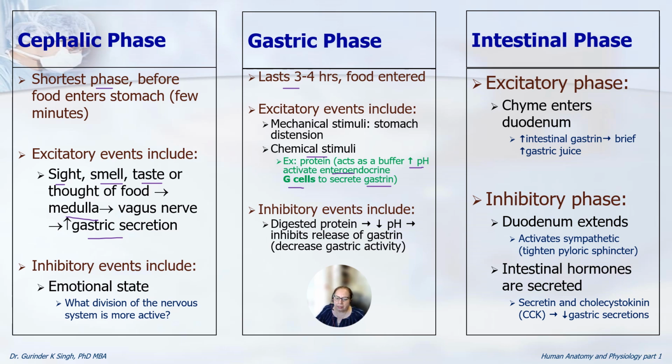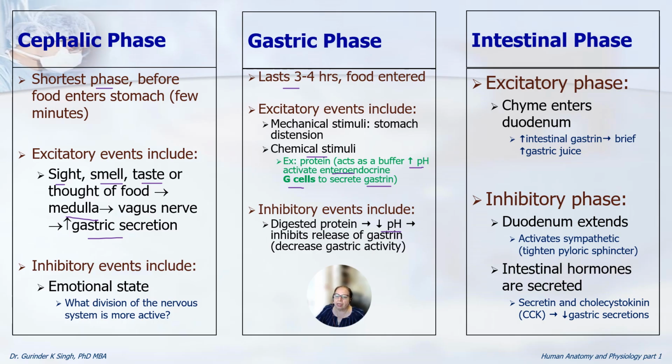The inhibitory event which happens is digestion of the protein. Once the protein is digested, remember pepsinogen is converted into pepsin, and then pepsin starts chewing up the protein. This decreases the pH. That inhibits the release of gastrin, and that's going to decrease the gastric activity.